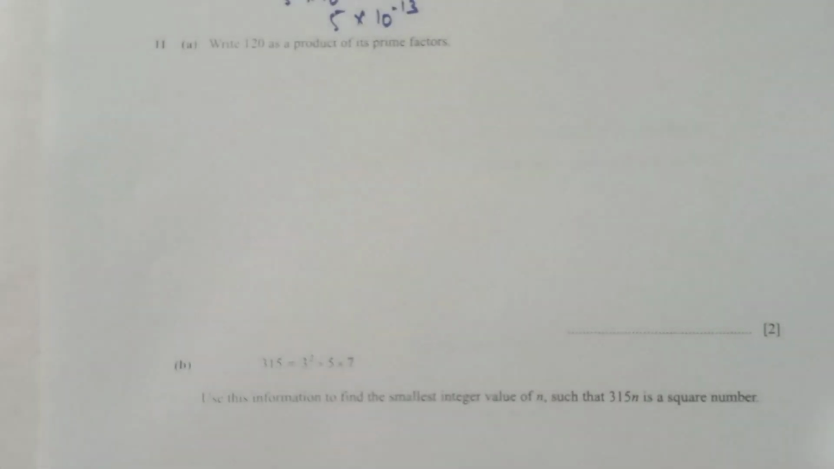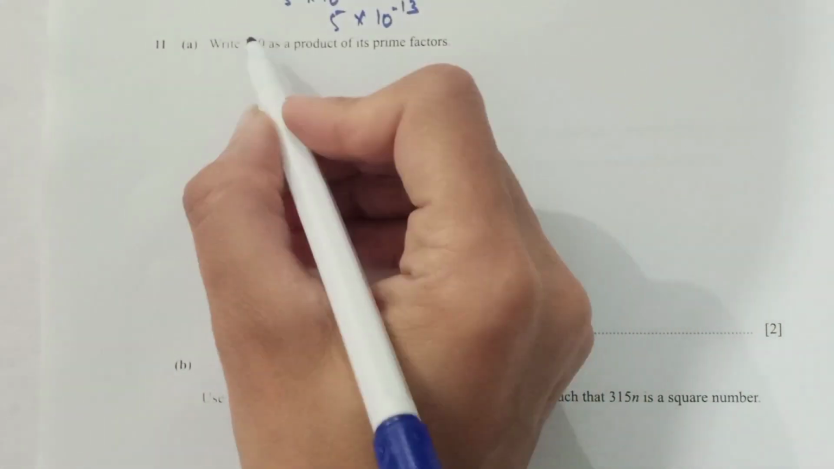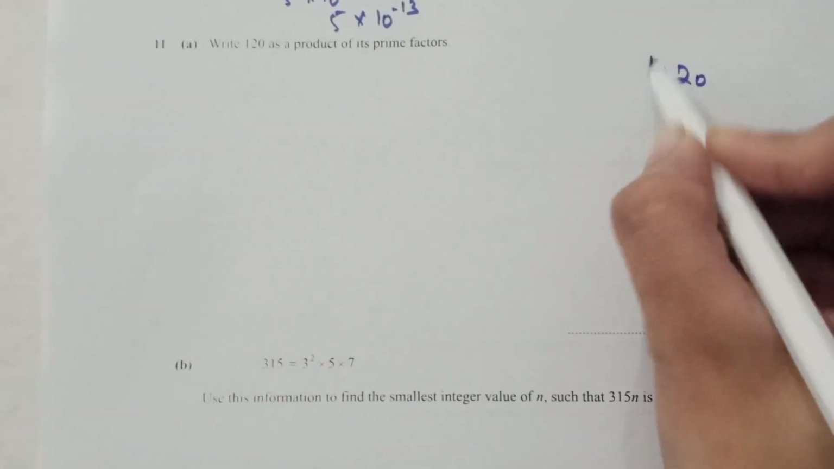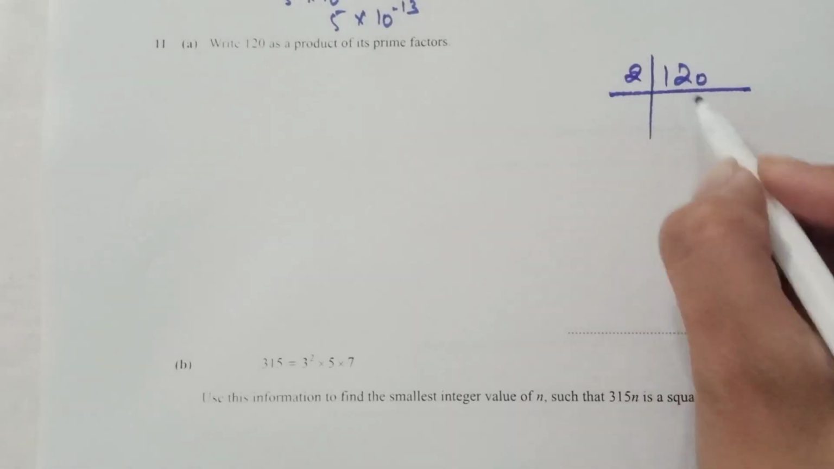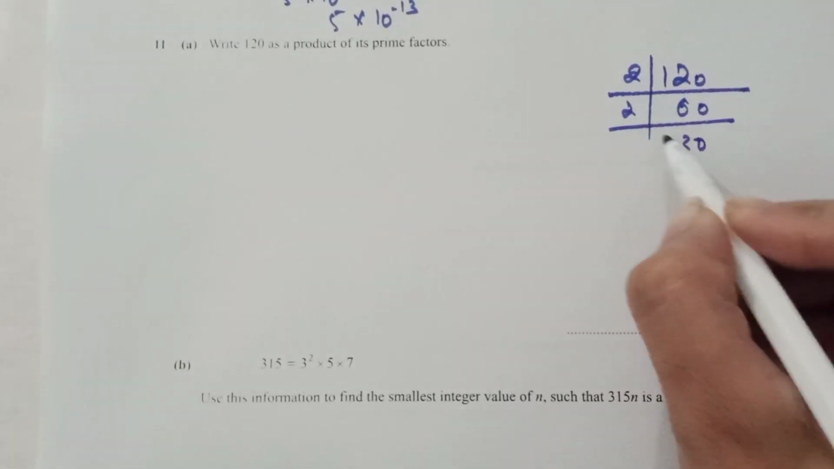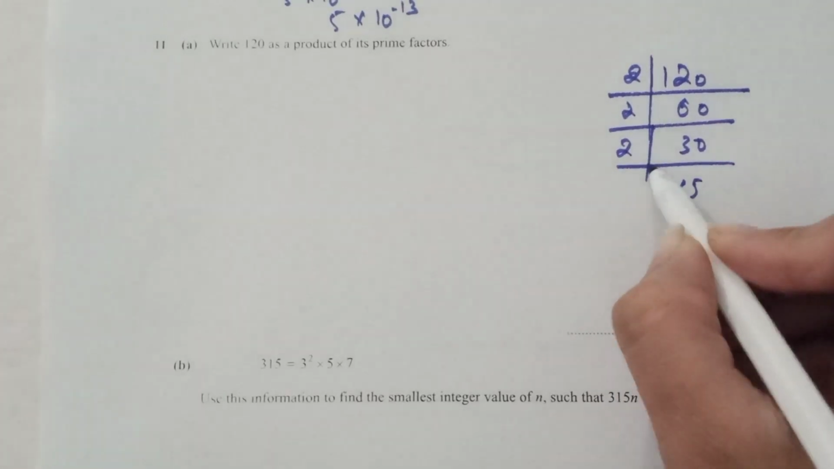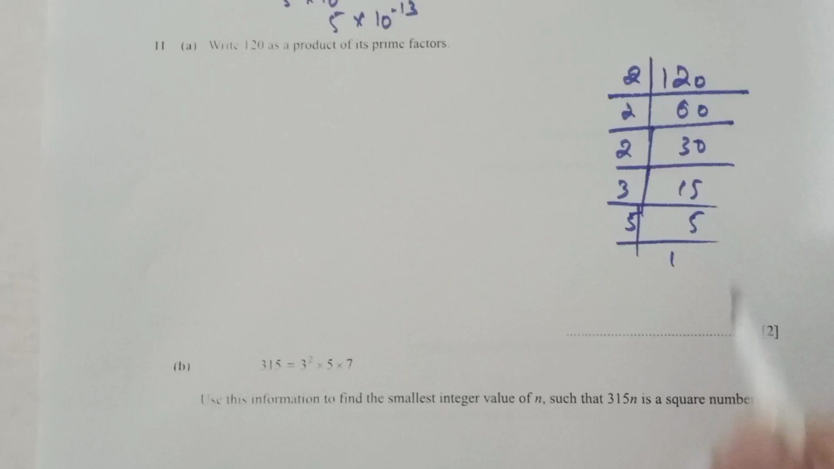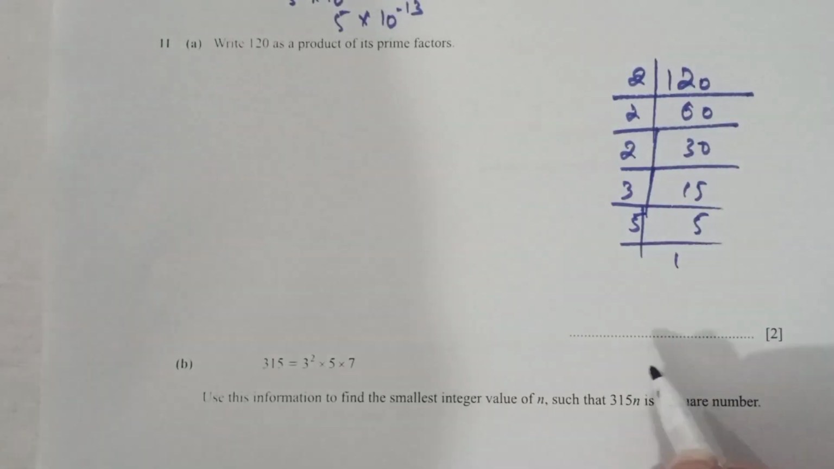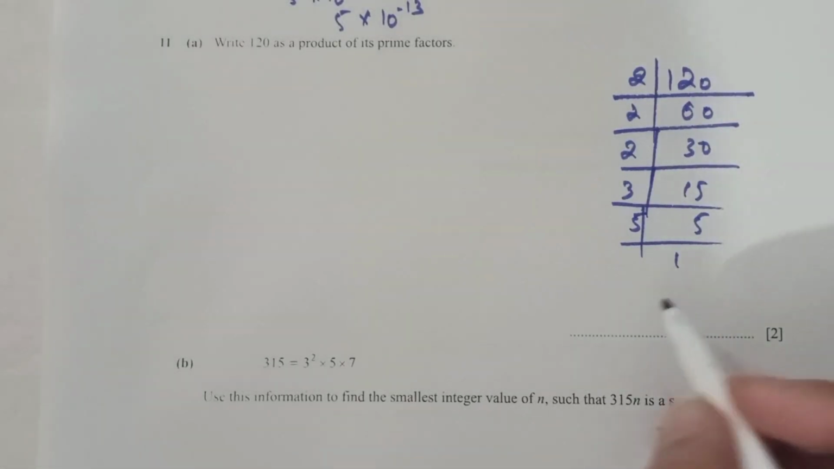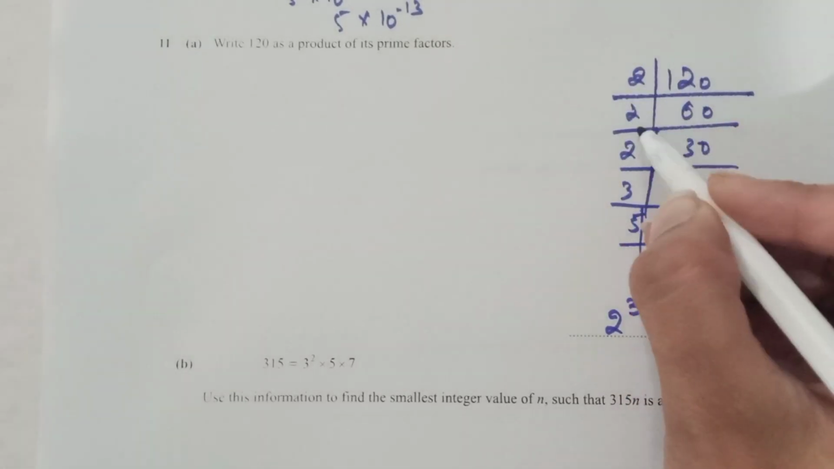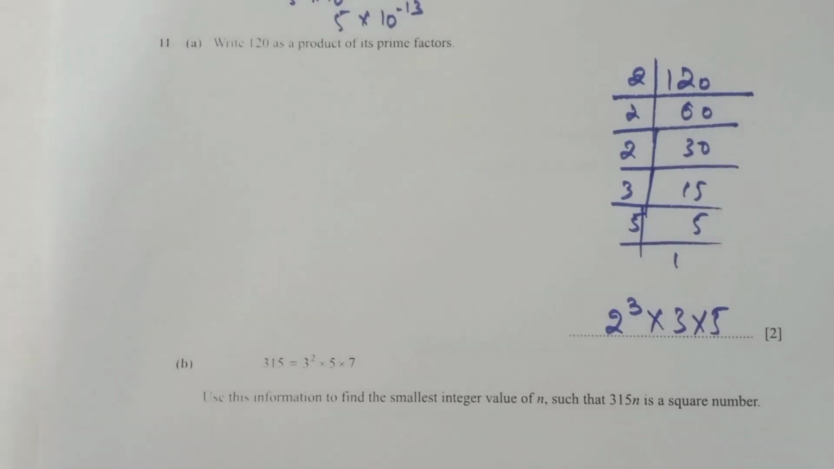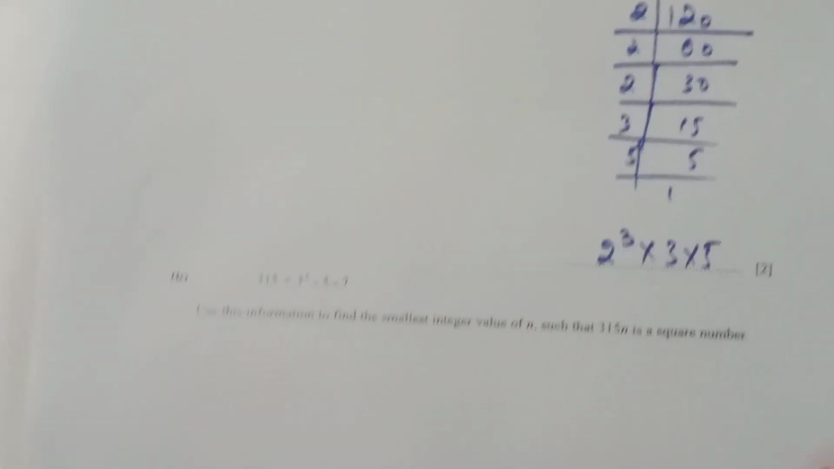Now students, question number 11, write 120 as a product of prime factors. We have to write it as prime factors. We have to take the LCM of it. 60, 30, 15 and 5, 1, 5. Now we have to write it, and that is 2 to the power 3, times 3 and 5. We have to write it as a product of prime factors.